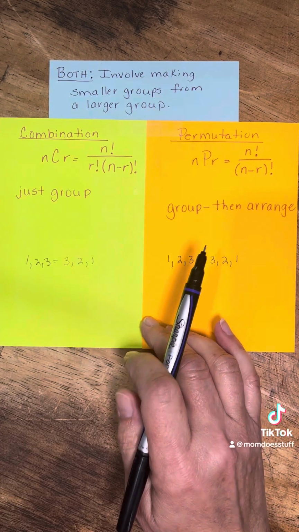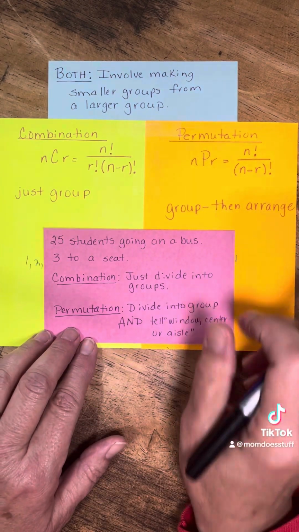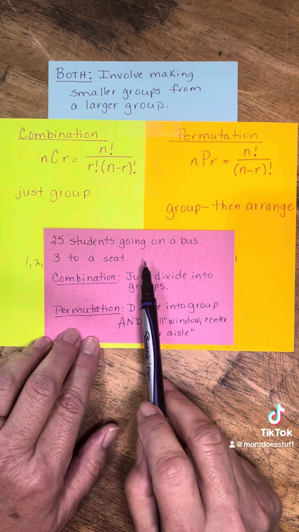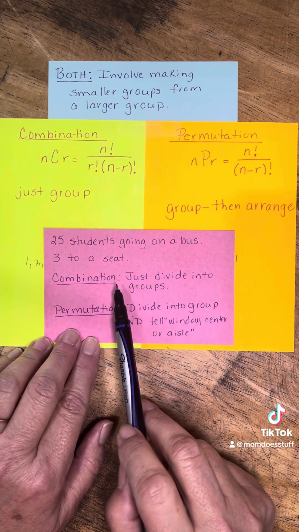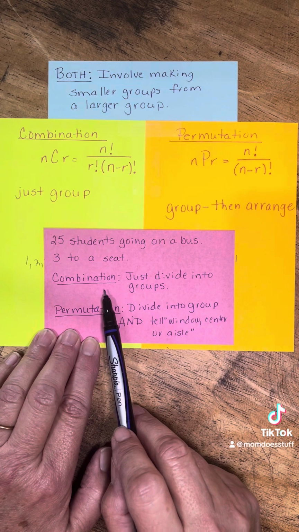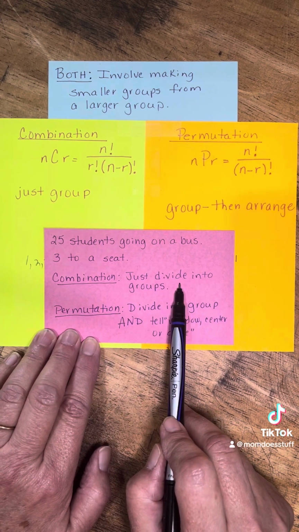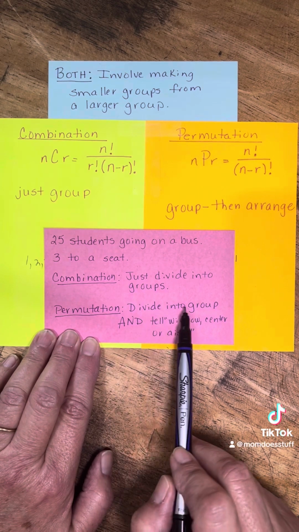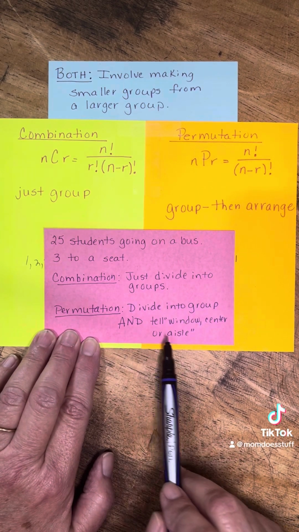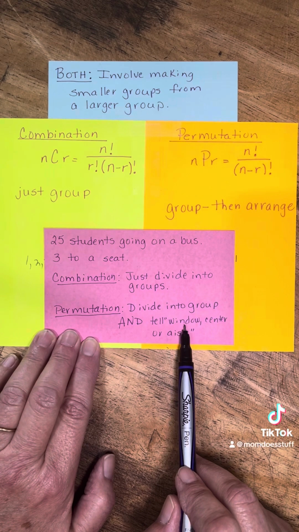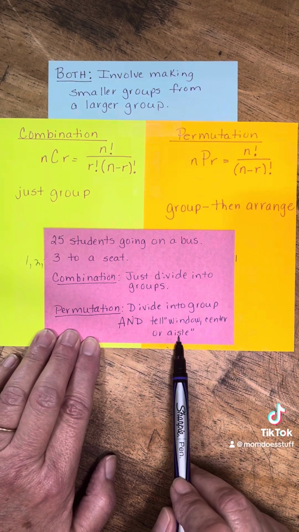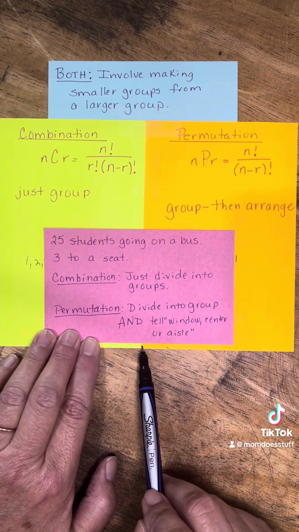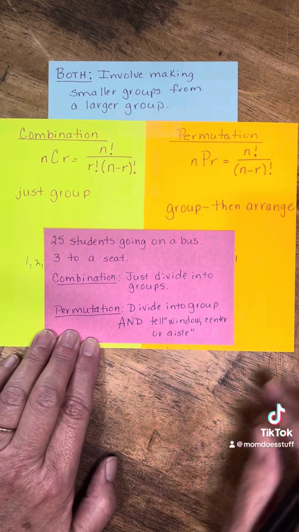So let's just look at an example. Let's say there are 25 students going on a bus, and they're going to sit 3 to a seat. In a combination, you would just divide them up into groups of 3. But in a permutation, you're going to divide them into groups, plus you would tell which person sat at the window, in the center, or on the aisle. That would be the difference between a combination and a permutation.